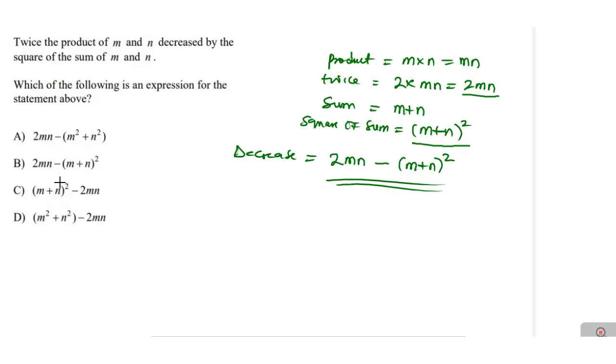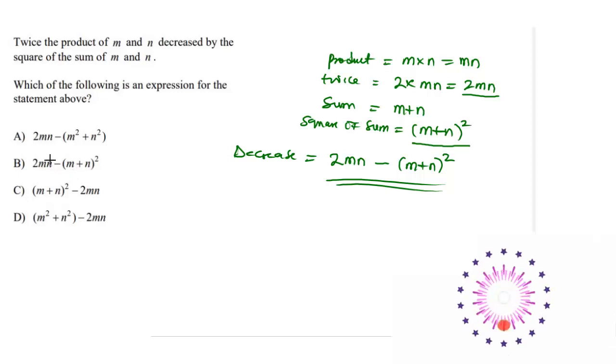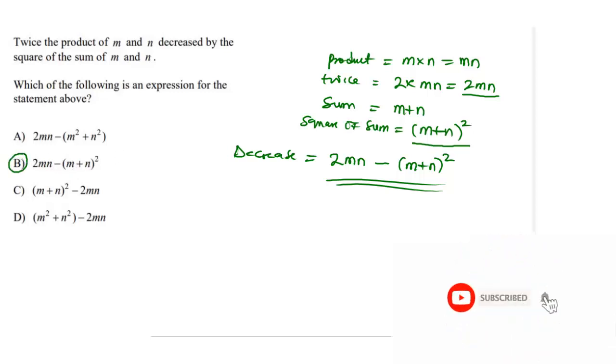So looking at the options, option B is correct. That's 2mn minus (m plus n) squared. So the correct option to this question is option B.